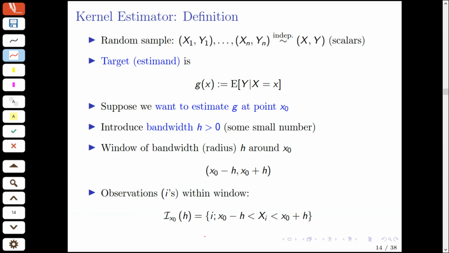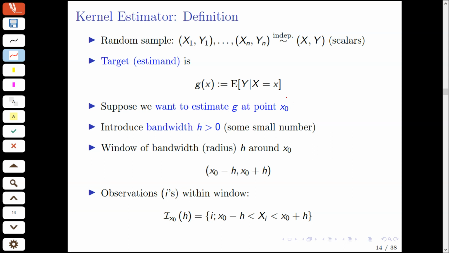So having introduced these ideas in an intuitive manner, let's proceed with a formal definition of the kernel estimator. Throughout, we'll consider a random sample, and for now we'll look at the case where both our inputs and outputs are scalars. Our target of estimation is the function defined as the conditional mean of y given x as we vary the conditioning argument. But suppose for now that we're interested in estimating this function at a particular point, say x0.